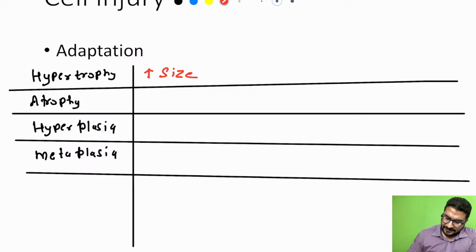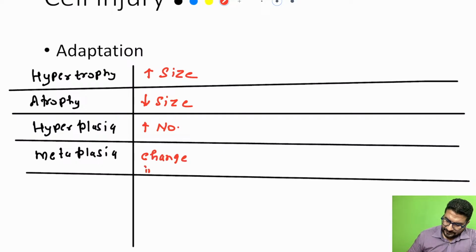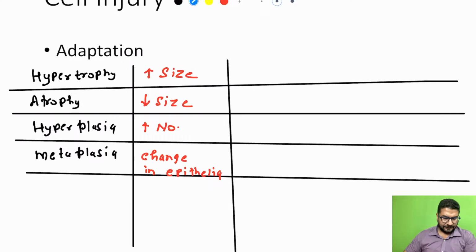तो पहले definition देख लेते हैं. Atrophy means decrease in size. Hyperplasia means increase in number. Metaplasia means change in epithelia, means epithelia is changed. So these are the definitions. तो पहले तो बात करें definitions की. Now second thing what they ask you in exam, they ask you where we see, कहाँ दिखता है.